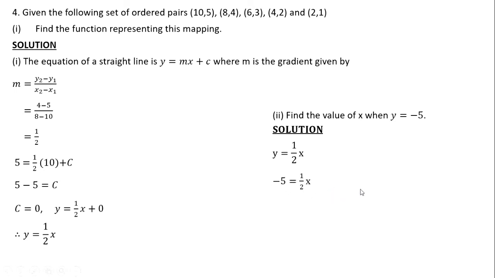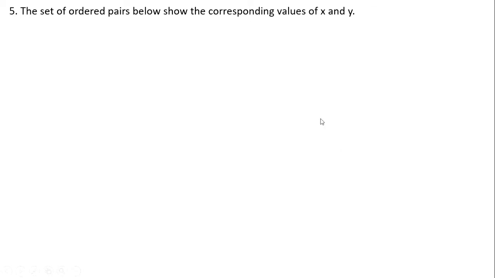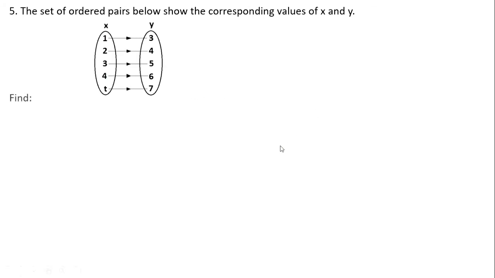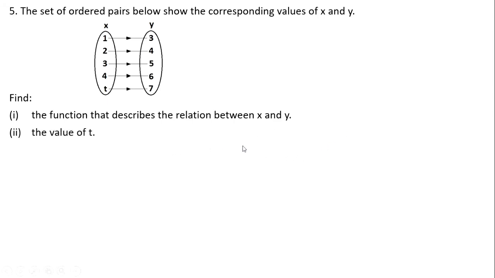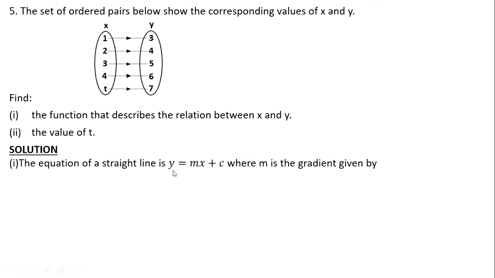The set of ordered pairs below show the corresponding values of x and y. Those are the corresponding values. Find the function that describes the relation between x and y. We'll solve this question the way we solved the previous one. Our 4 will be our y2, our 3 will be our y1. Our 2 will be our x2, and our 1 will be our x1, and then we'll substitute. So the question is saying, find the function that describes the relation between x and y. Find the value of t.